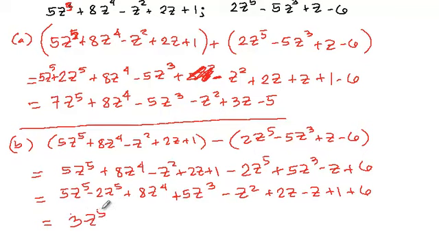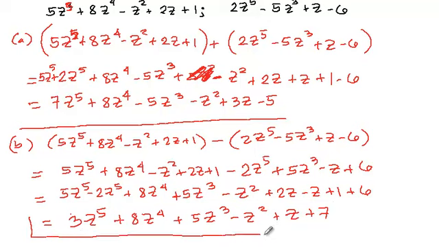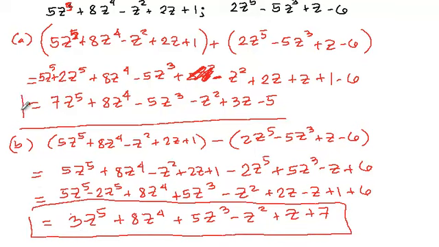3z to the fifth plus 8z to the fourth plus 5z cubed minus z squared plus z plus 7. This is your answer if you subtract the 2. This is your answer if you add the 2.